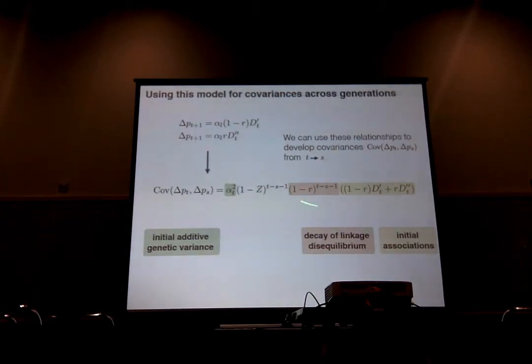And then the maintenance of these associations through the generations until generation S. And then finally, as we know, additive genetic variation will decay. We're modeling this as a simple geometric decay at rate Z. This is an oversimplification, but we're interested in testing the bounds of this simple approximation in the future.